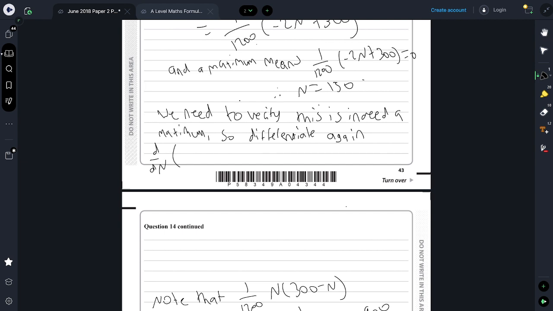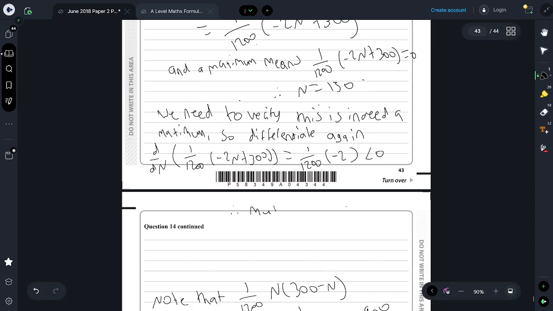So d over dn of this, 1 over 1200 of minus 2n plus 300. Well, that's going to be 1 over 1200 of, and then we differentiate, that's just going to be minus 2. Now that is going to be less than 0, therefore it must be a maximum.